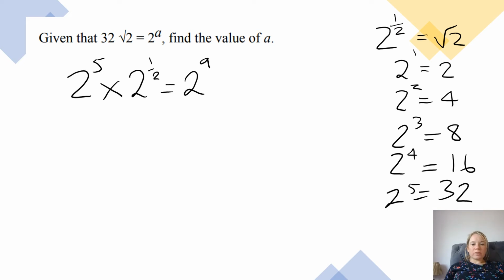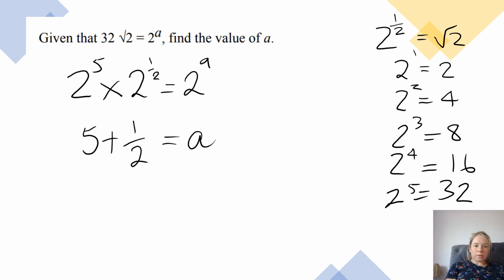And now you have to think about index rules. So you've got 5, and when you're timesing index rules together, remember you're adding them. So it means that 5 add a half equals a, basically. You're kind of discounting the 2's for a second. So 5 plus that equals a. So therefore a equals 5.5, really, isn't it?